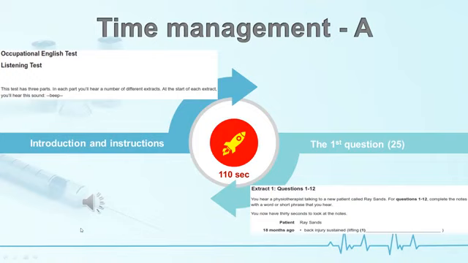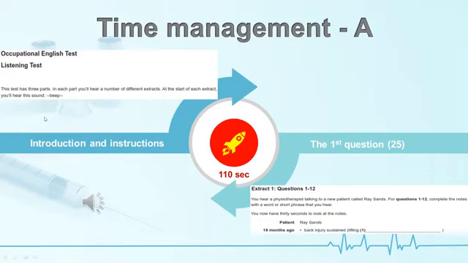Occupational English test. Sample test 1. Listening test. This test has 3 parts. In each part, you'll hear a number of different extracts. At the start of each extract, you'll hear this sound. You'll have time to read the questions before you hear each extract, and you'll hear each extract once only. Complete your answers as you listen. At the end of the test, you'll have 2 minutes to check your answers.